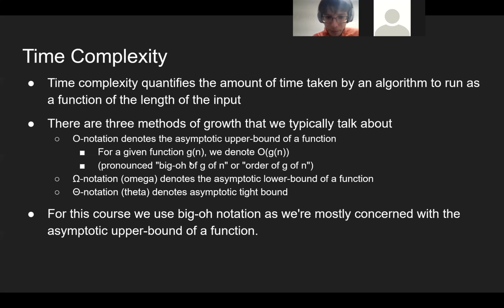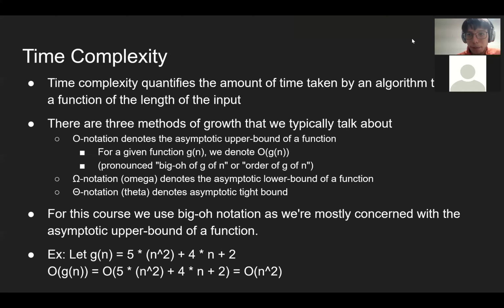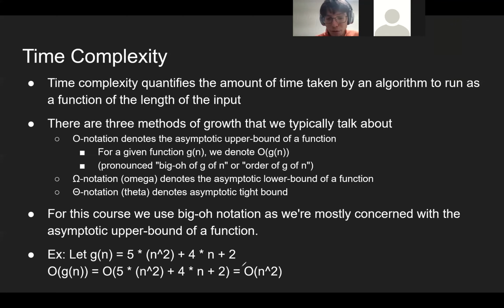And we're mostly concerned with big O in this course. We're mostly just worried about the upper bound of a function, but generally we talk about it as if it were big theta. So as an example, if g of n is 5n squared plus 4n plus 2, then big O of g of n, we would say is big O of 5n squared plus 4n plus 2.